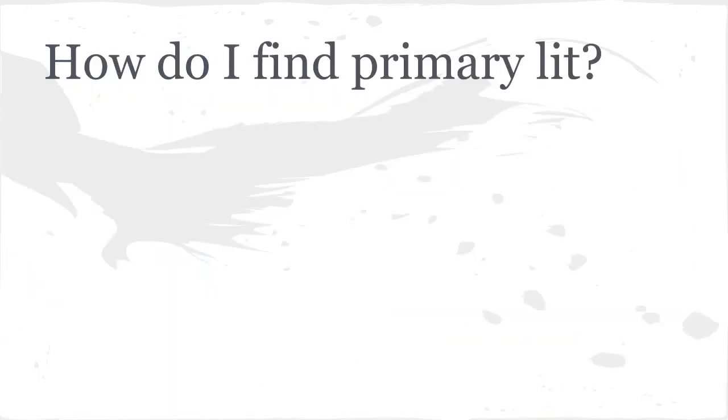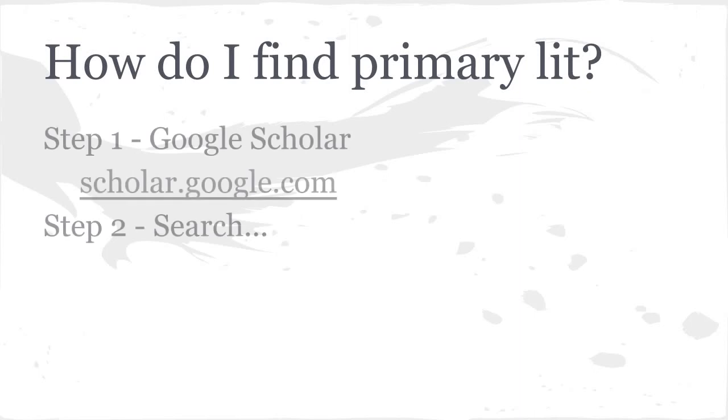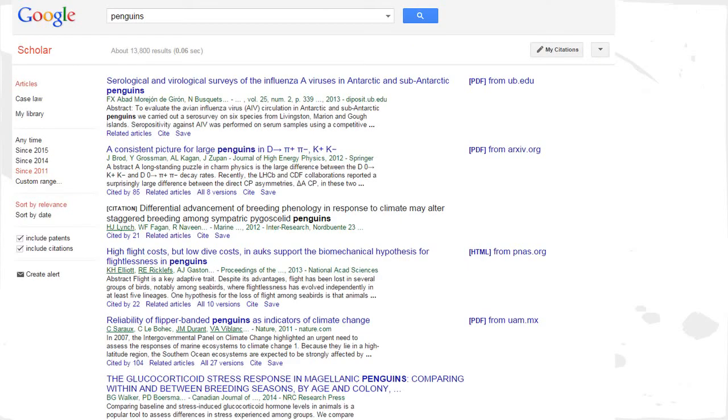So how do we find it? How do we find our primary literature? Step one, always go to Google Scholar. It is the best, easiest, fastest resource out there, and it gets better every year. It's really amazing. And then we search. So you search on Google Scholar just like you search on regular Google.